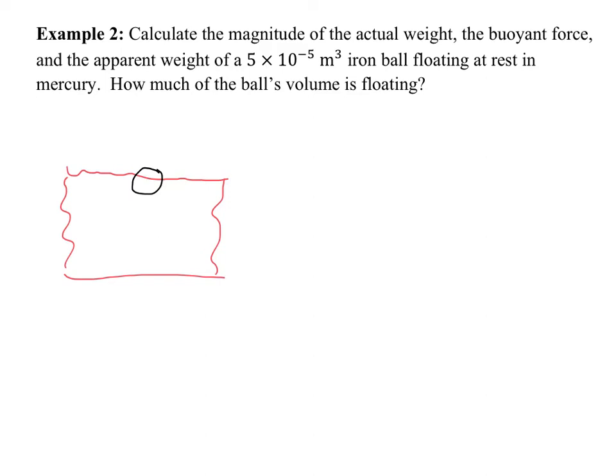We know the volume of the actual iron ball. We want the actual weight, the buoyant force, and the apparent weight. So we've got several steps here, right? Several steps. How can I find the magnitude of the actual weight of this? Actual weight.